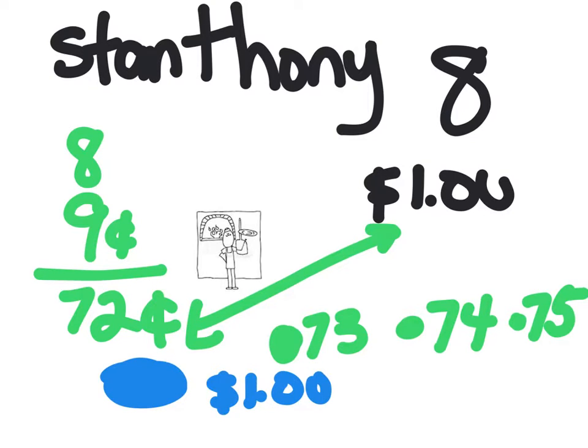So again, he owes me 72 cents. He gave me $1. I count back. Not at 72, but the next number, 73 cents, 74, 75, and a quarter makes $1. And that would be his change.